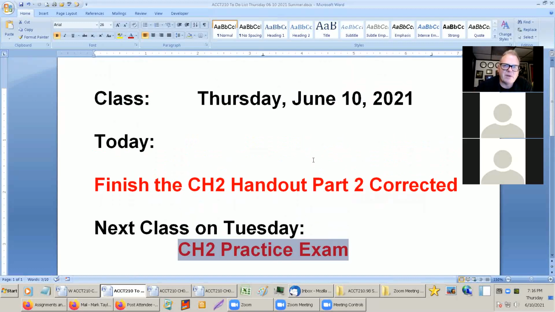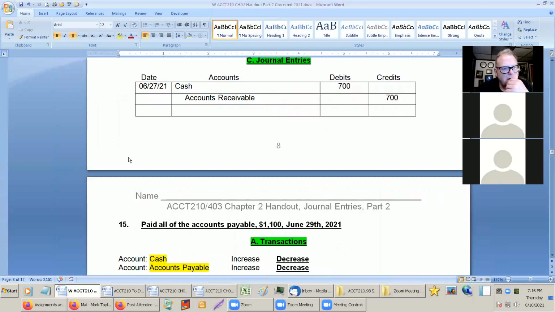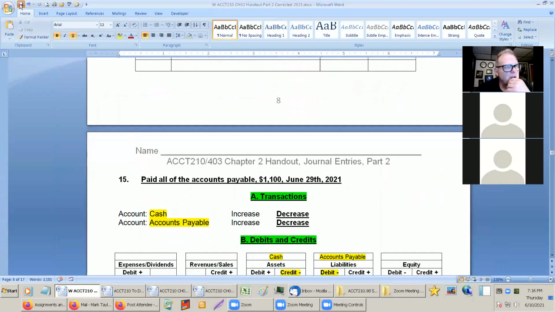The practice exams are very similar to the exams. There shouldn't be any surprises, I'll put it that way. The numbers will be different and that sort of thing, but there shouldn't be any surprises as far as what's actually covered. Any questions on that? Okay. Are there any questions on the chapter 1 exam?